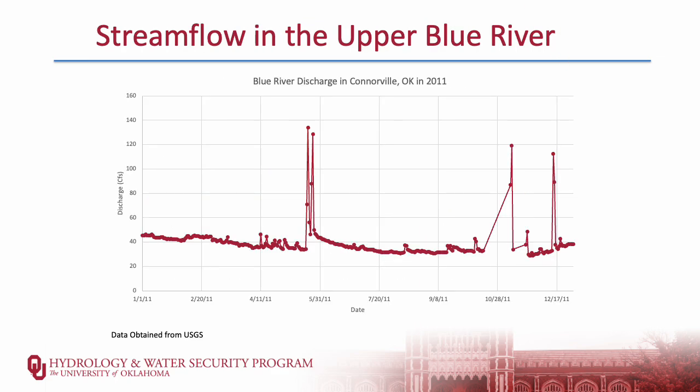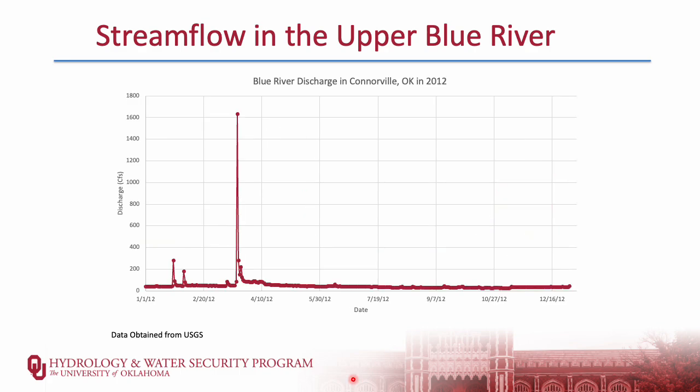Now we're on to the stream flow discharge values. And first here we have the Blue River discharge in Connerville, Oklahoma, and you can see the stream flow stays around 40, high 30s cubic feet per second, with some high points around May, November, and December. But for the most part, the stream flow is relatively stable throughout 2011.